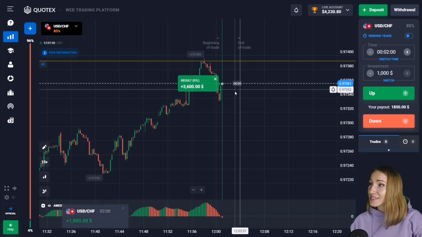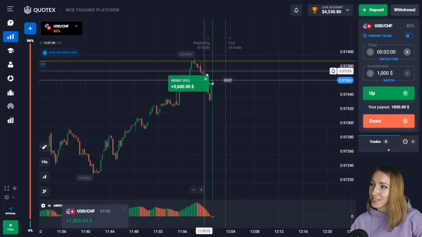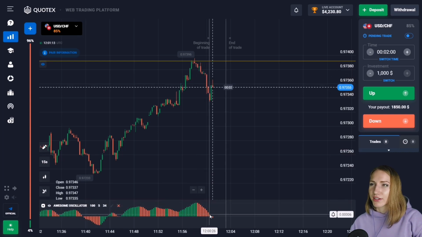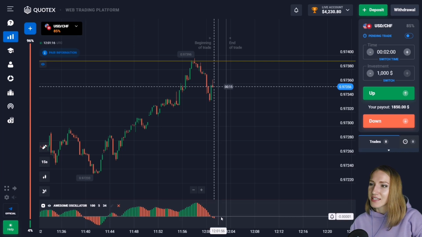Well guys, it's very well. So the pullback down really happened and we got the profit here. So this time was enough for that. The indicator also showed a very good entry point and that's why we got these amazing results.